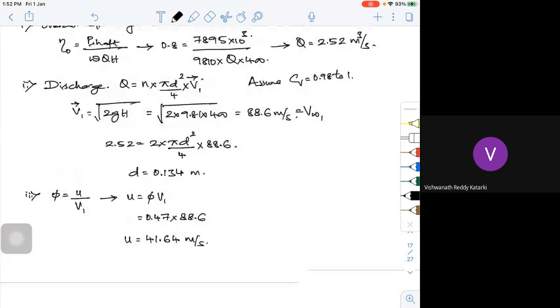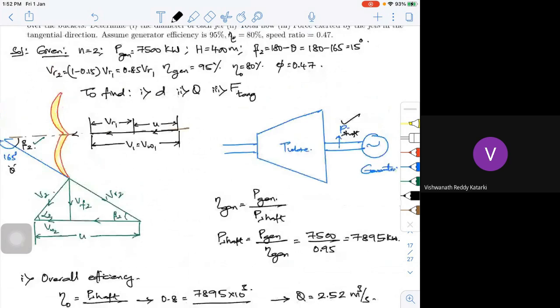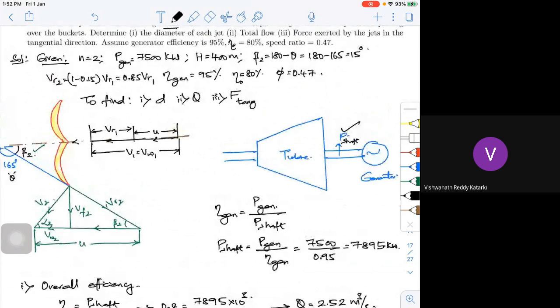Now let us go back to the inlet velocity triangle. From the inlet velocity triangle, what is VR1? VR1 is equal to V1 minus U. What is your VR2? VR2 is given in the numerical statement as a 15% reduction, so VR2 is equal to 0.85 times VR1. I need to find VR1 first, then I can find VR2.